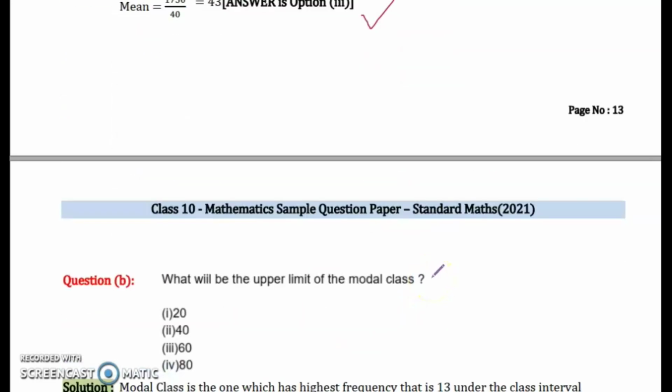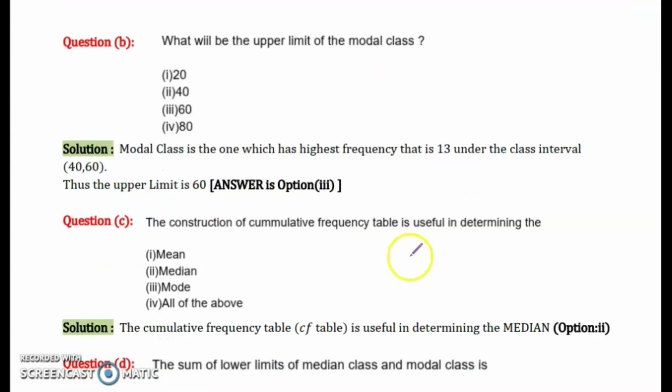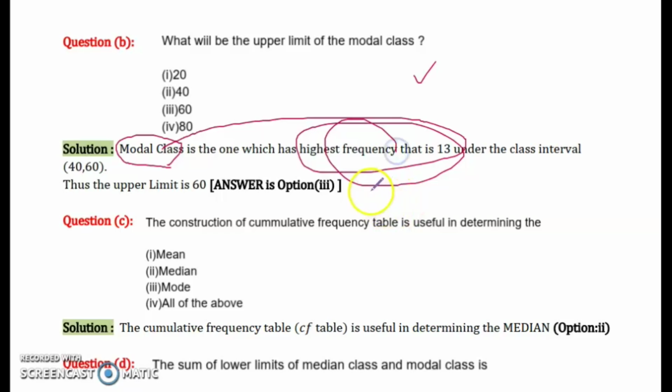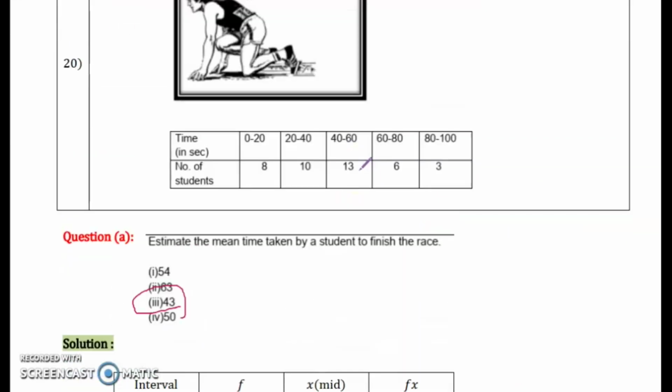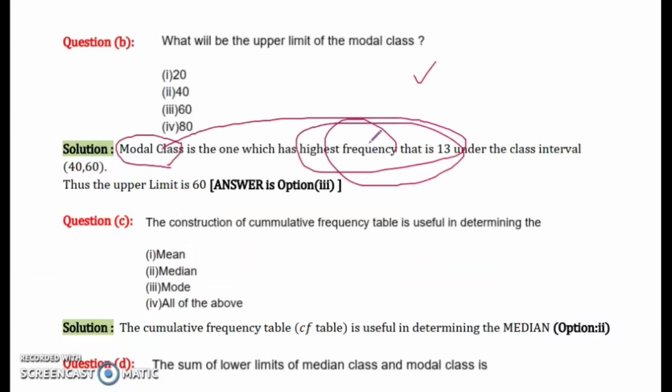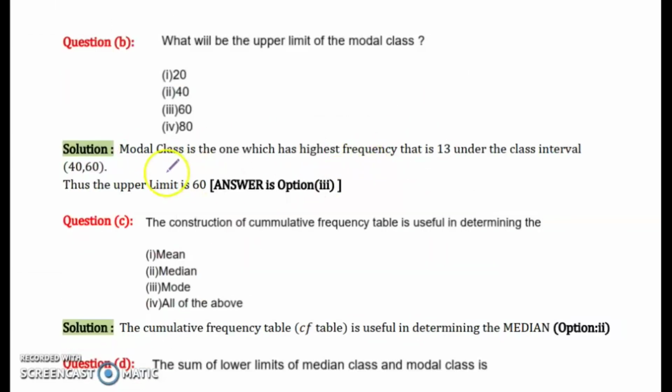Right. See the next one. What is the upper limit of the modal class? What do you mean by a modal class? The modal class corresponds to the mode. What is the mode? Mode is the one which has the highest frequency, right? If you see the table, 13 is the highest frequency, and its corresponding class interval is 40 to 60. That means the modal class is 40 comma 60.